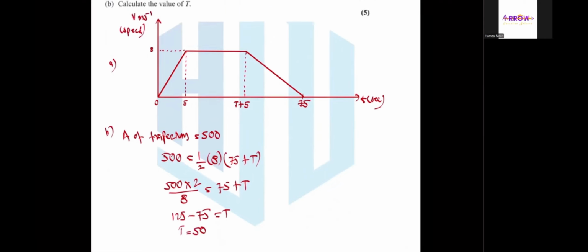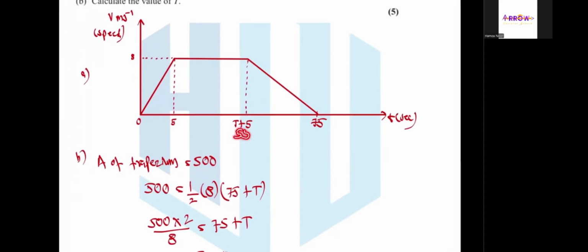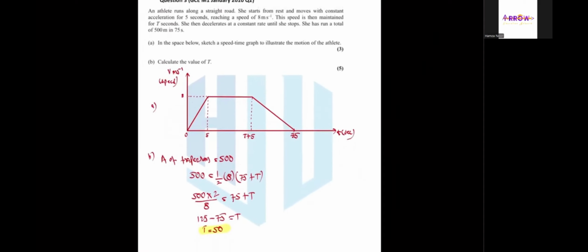The athlete maintained the steady speed for 50 seconds. This is the requirement of part B. You got your answer to part B. Now you can see that this time would be t plus 5, meaning 55 seconds. And the last stage of the journey, the deceleration part, will be 20 seconds because 75 minus 55 is 20. It took 20 seconds to decelerate and 5 seconds just to accelerate. So here I have established my point successfully.